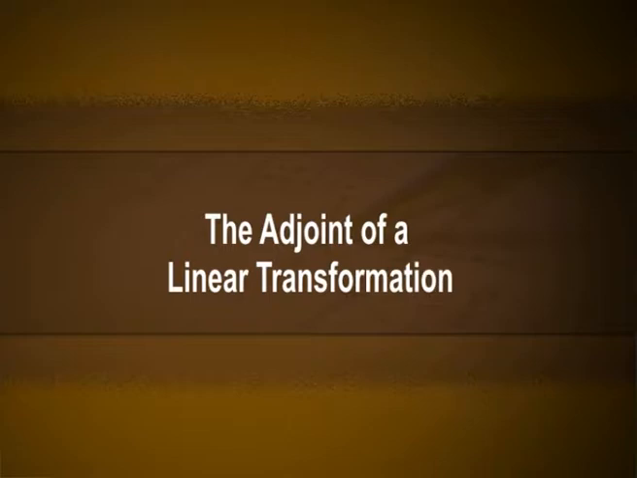The adjoint of a linear transformation. Suppose V and W are two vector spaces over the field F, and T is a linear transformation from V into W. Then we shall see that T induces a linear transformation from W* into V*.